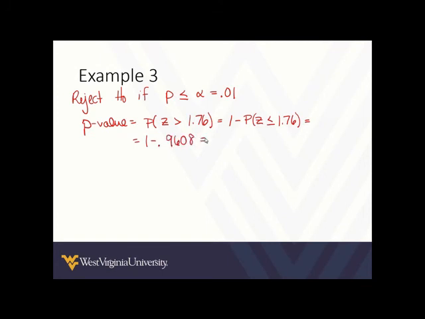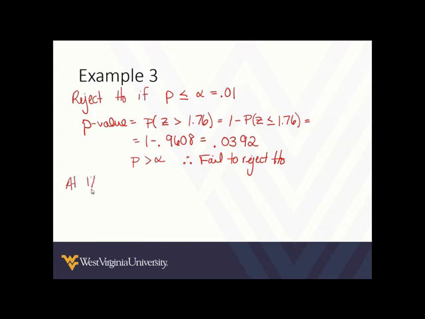And so this is going to give us a p-value of 0.0392, which in this case means our p-value is greater than alpha. So therefore, we must fail to reject the null hypothesis.